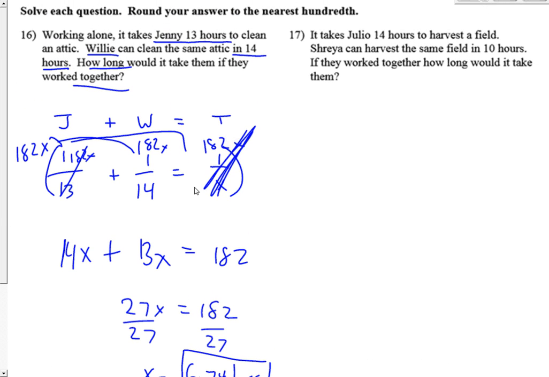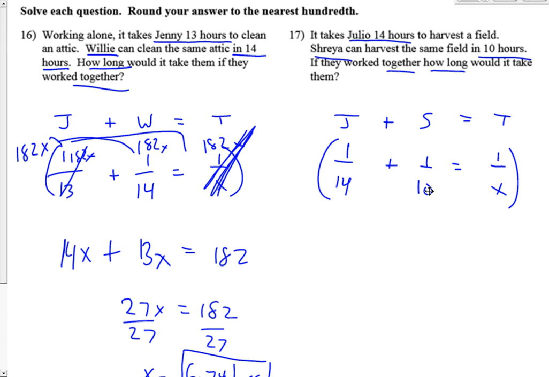Okay, on to number 17. It takes Julio 14 hours to harvest a field. So 14 hours for Julio. Shreya can harvest the same field in 10 hours. If they work together, how long will it take them? So again, we add the two rates together. Julio is one job in 14 hours, and Shreya can do the same job in 10 hours, so 1 over 10. And we don't know how long it will take them to work together, so we put 1 over x.